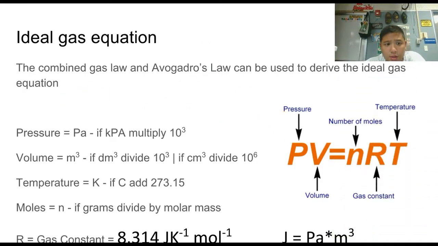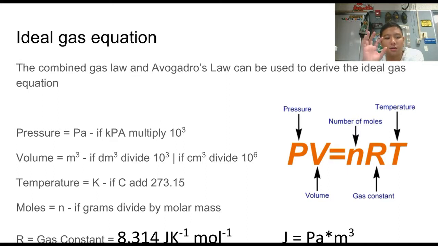Ideal gas equation. Using the combined gas law and Avogadro's law, we can get the ideal gas equation, which is PV equals nRT, where P is the pressure, V is the volume, n is the number of moles, R is the gas constant, and T is the temperature. The gas constant is found in your data booklet.